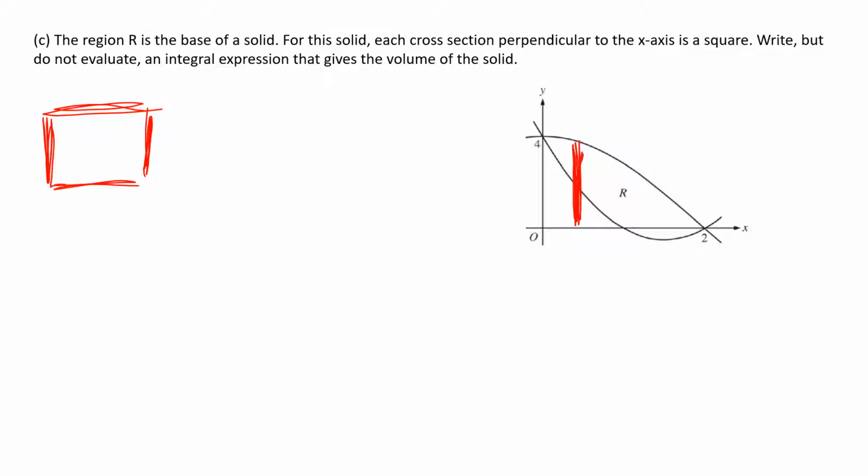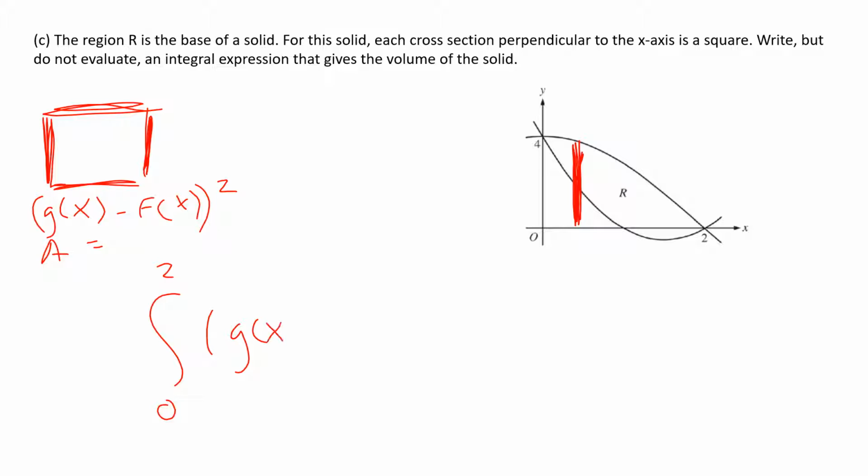This is our base here, which is just g of x minus f of x. And the area of a square is just side length squared, so we're going to square this. And that's our area. Now I can set up my integral, so that'll be from 0 to 2 of g of x minus f of x squared dx.